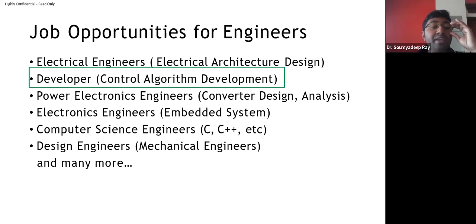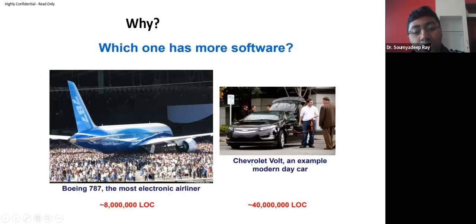Okay, so if I talk about that second job opportunity, that is developer or control algorithm development. So here, why is it needed? Because the Boeing 787, one of the largest flights, has 80 lakh lines of coding, or 8 million lines of coding. But if you see the Chevrolet Volt, the modern day car, it has 40 million lines of coding. So much more complex coding is required nowadays for your vehicle or car.